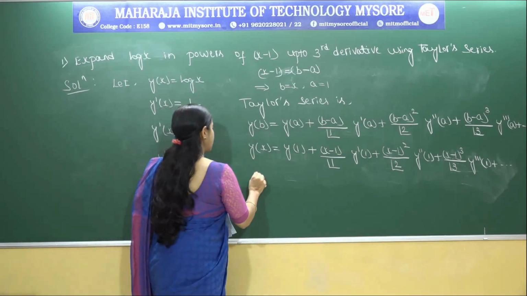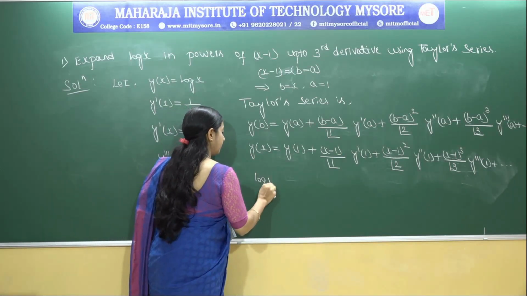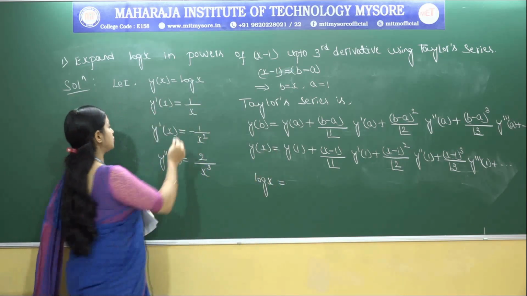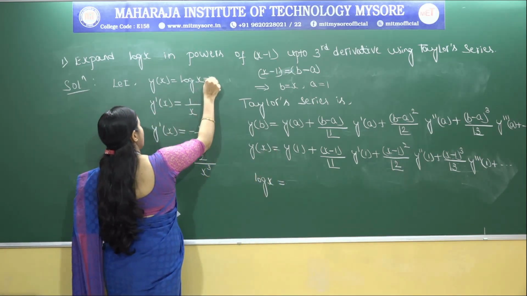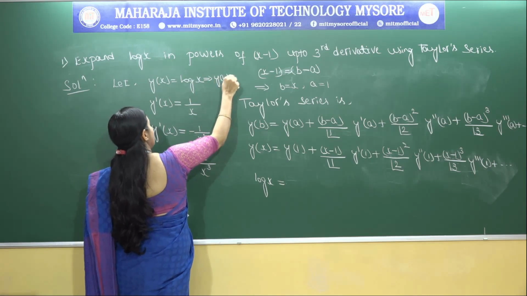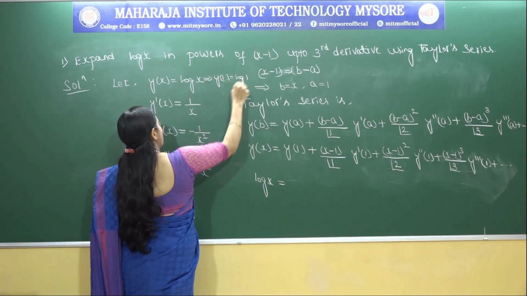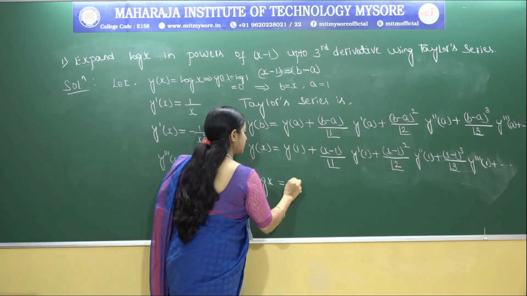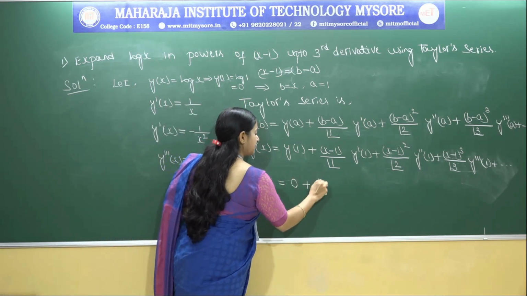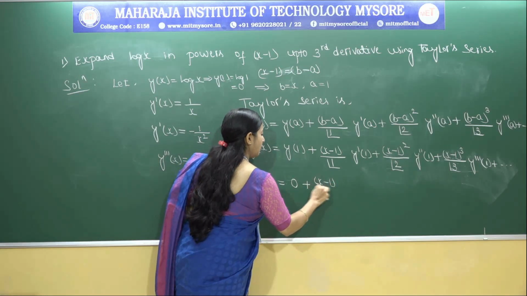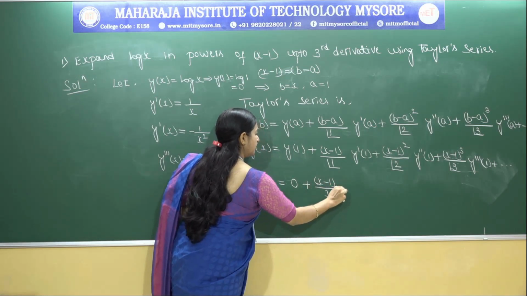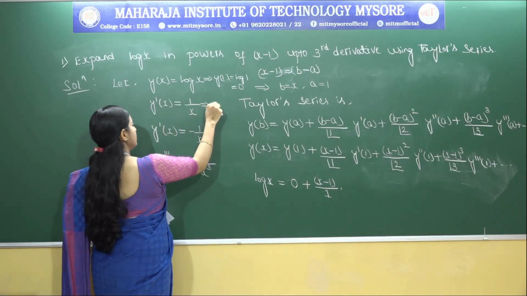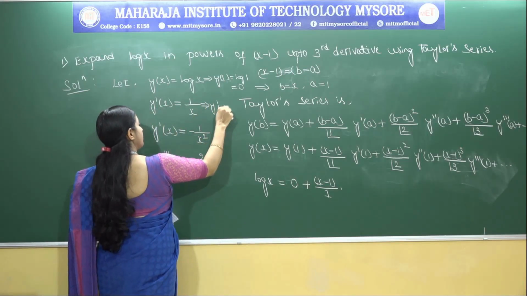So the y of x, they have given it as log x. So for y of 1, in y of x you have to substitute x equal to 1. So y of 1 equals log 1. Log 1 is 0. So y of 1 equals 0, plus x minus 1 divided by 1 factorial, which is 1, times y dash of 1. In the first derivative put x equals 1. So y dash of 1 equals 1.